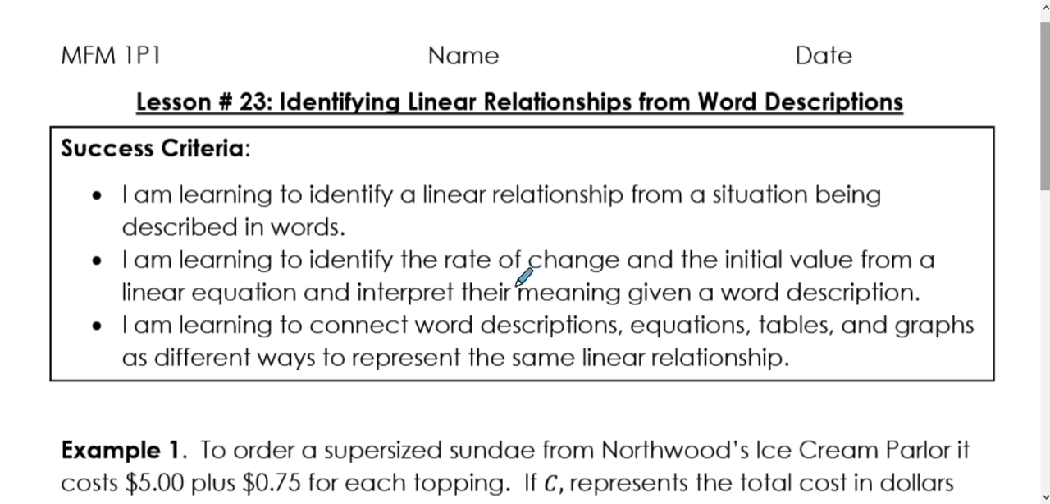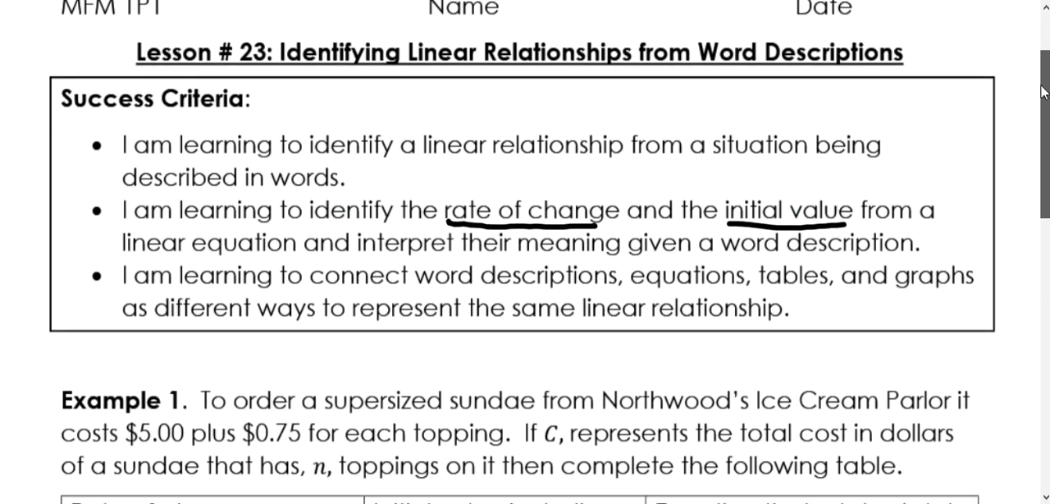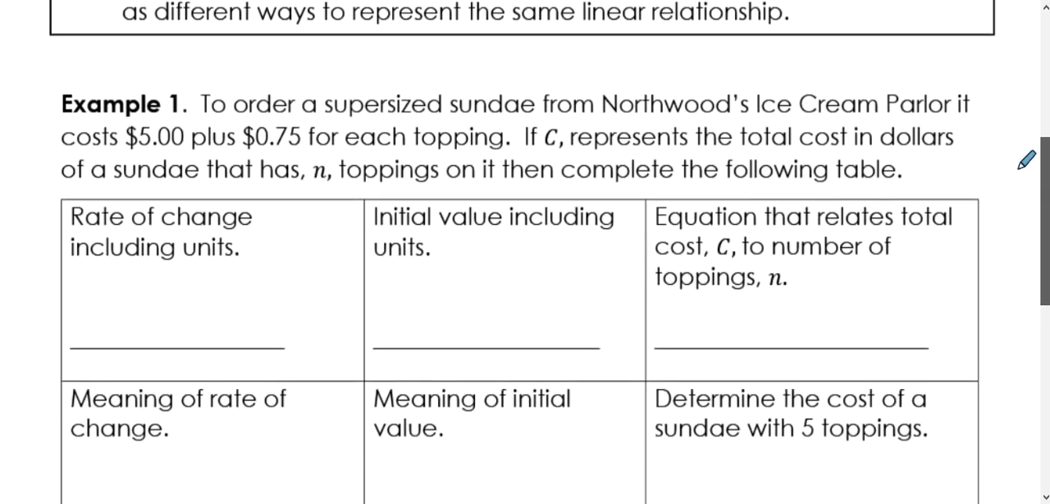So we're looking for some key words, how to identify the rate of change and the initial value. And hopefully we can interpret their meaning when it's written out in words. If we can do that, I think your understanding of it will be a lot clearer as we move forward. We're going to be able to make a linear equation, and we're going to be able to make different connections. All right, so with that said, let's take a look at the first question here.